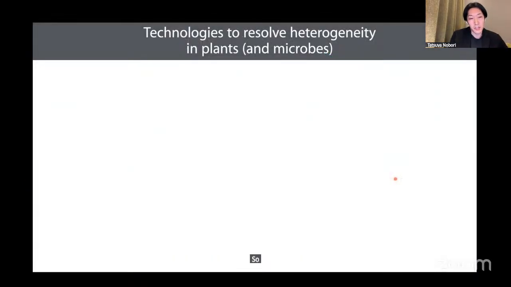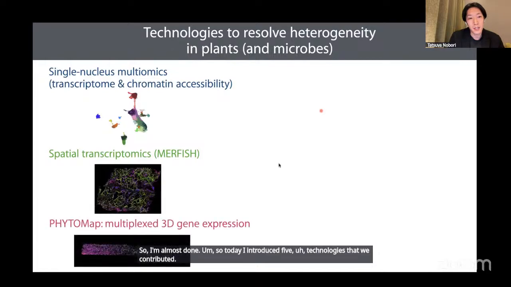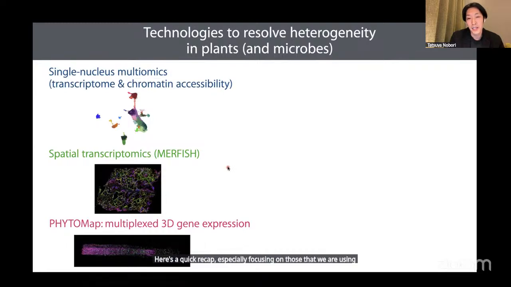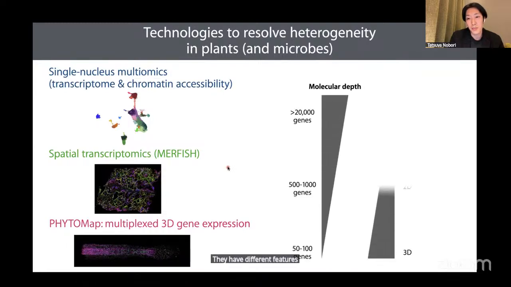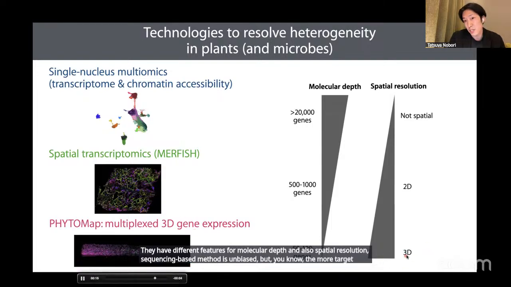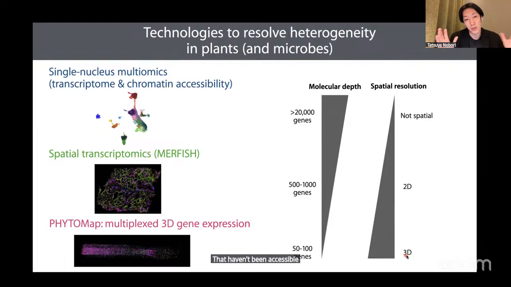So I'm almost done. Today I introduced 5 technologies that we contributed. Here's a quick recap, especially focusing on those that we are using in our lab actively. They have different features for molecular depth and also spatial resolution. Sequencing-based methods are unbiased, but the more targeted PHYTAmap has 3D. So integrating all these methods and further advancing new methods will allow us to access information that hasn't been accessible, and that's also essential to addressing key biological questions.